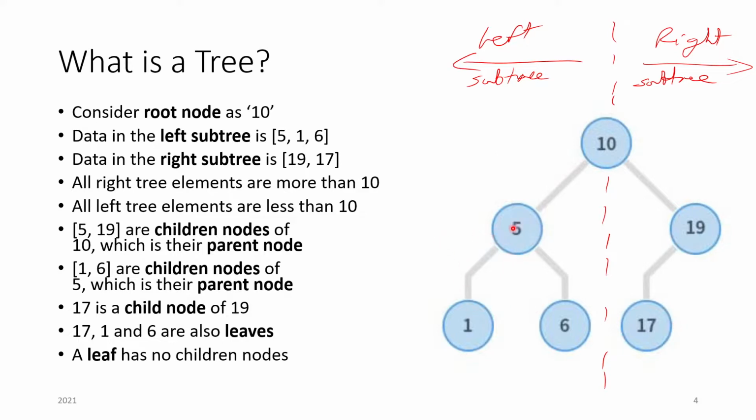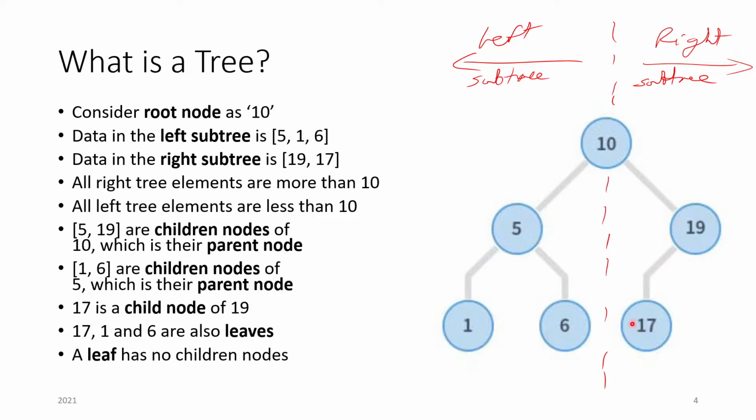Similarly, 5 and 19 here are child nodes of 10, where 10 is also referred to as the parent node. And 1 and 6 are child nodes of 5, where 5 is the parent node of these two nodes. 17 here is also a child node of the parent node 19, and so forth.